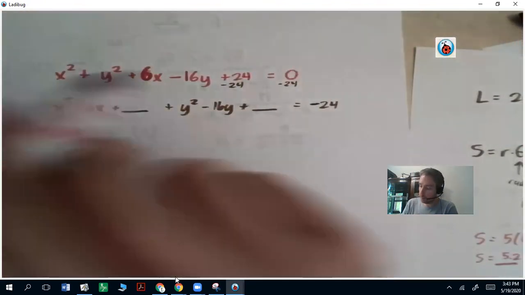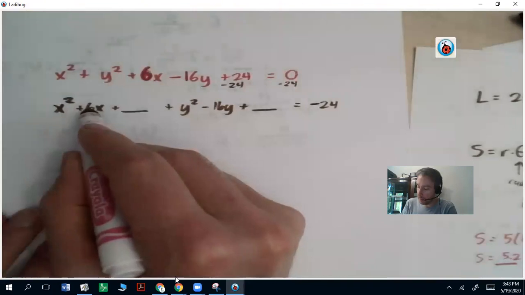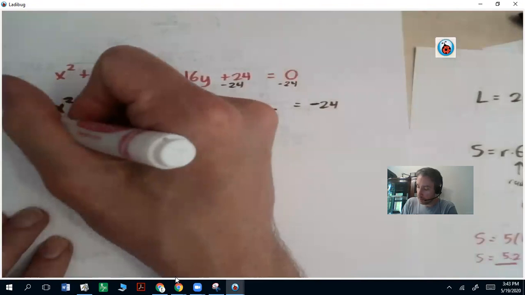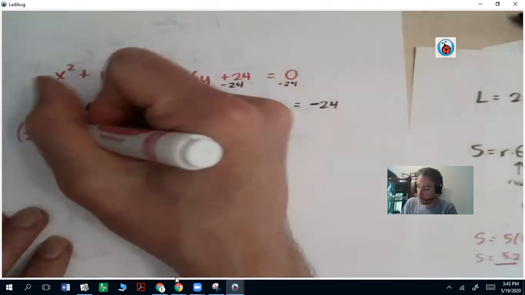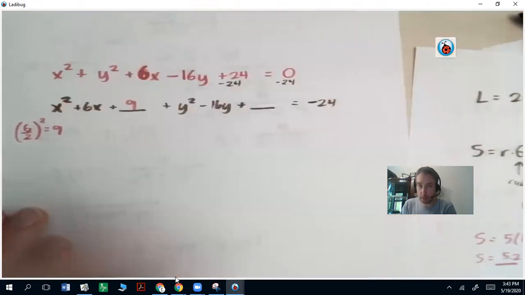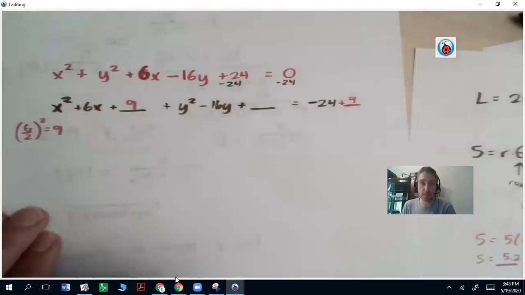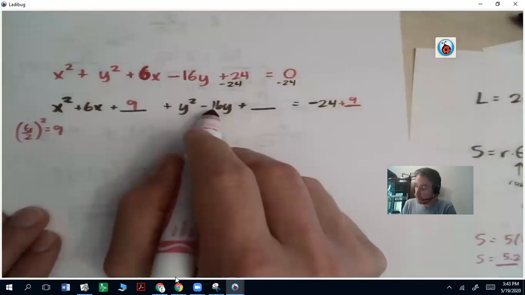To complete the square, you take the number that is with the x term and the y term and divide it by 2. That's 3. 3 squared is 9. Put it there. We also add it to the right, so put it there. Do the same thing with the -16.